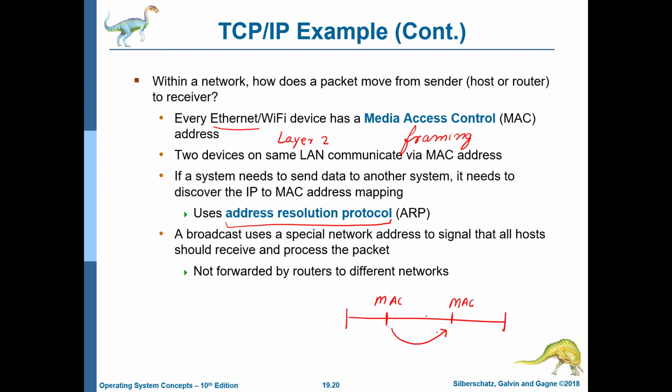So once it has found the MAC address, it can directly send a message to that MAC address. Of course, we can use broadcast messages over here, and a broadcast message is nothing but a special network address, typically starting with 255, to signal that all the hosts should receive and process a packet.